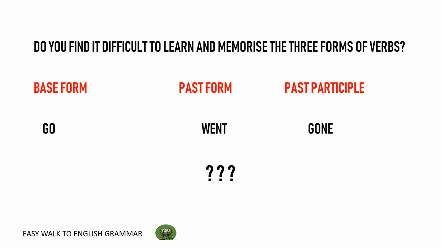Do you find it difficult to learn and memorize the three forms of verbs: the base form, past form, and past participle? For example, words like go, went, gone. We'll certainly try some interesting tips to make the process of learning these words pretty fast in our coming video. Wait for that, please.